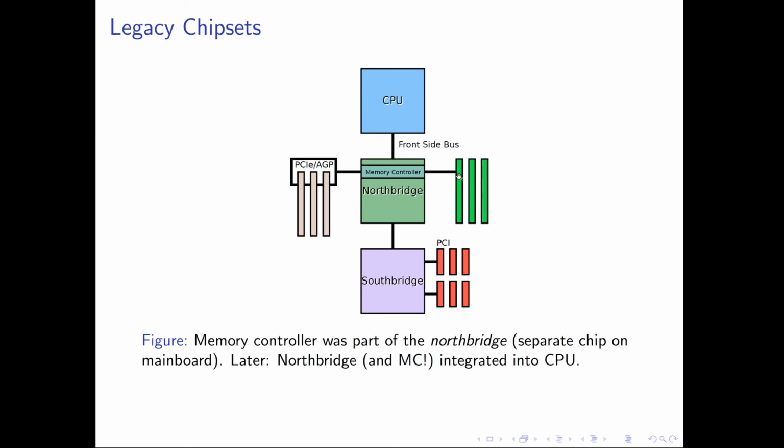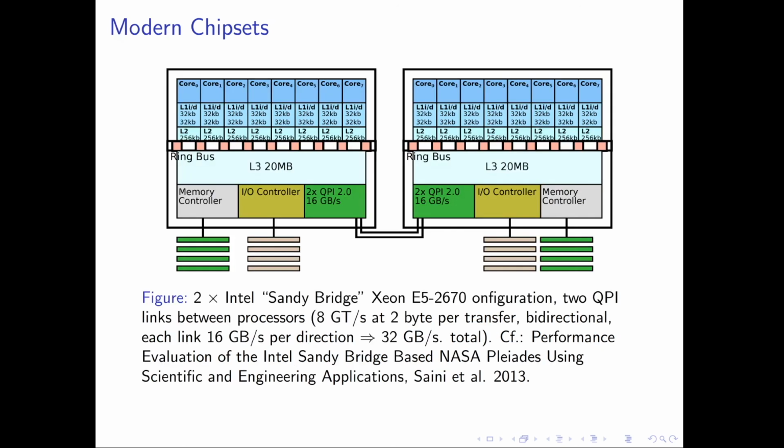Architectures pretty soon moved the memory controller to the CPU, and also later integrated parts of the chipset into the CPU. But when we compare that to architectures that are around nowadays, they look a bit more like this. This is an Intel Sandy Bridge processor configuration with two processors from around 2013, 2014. And those architectures were actually quite a bit more complicated, and are also quite a bit more complicated today.